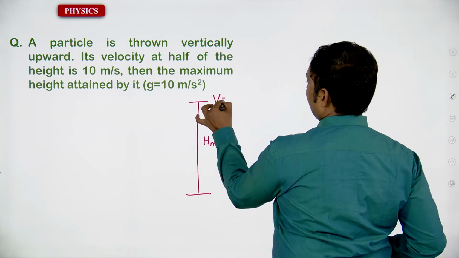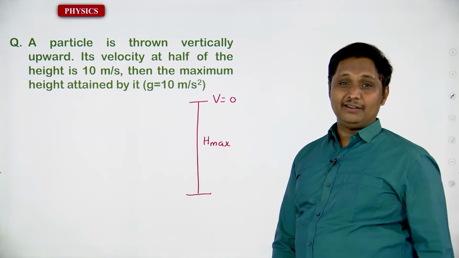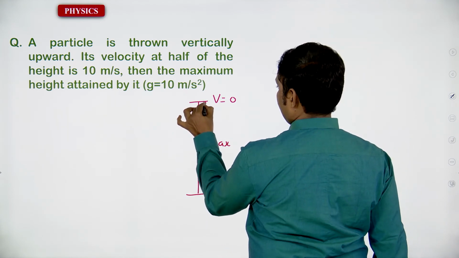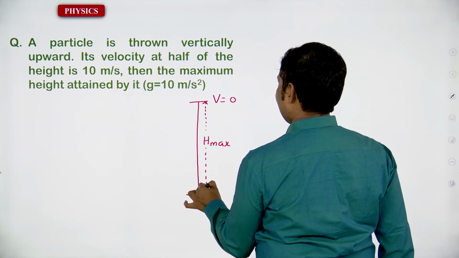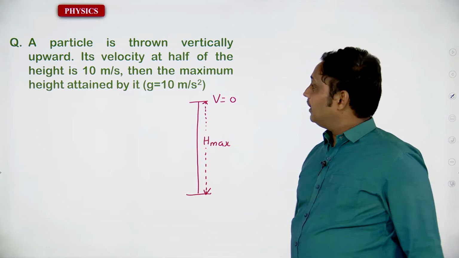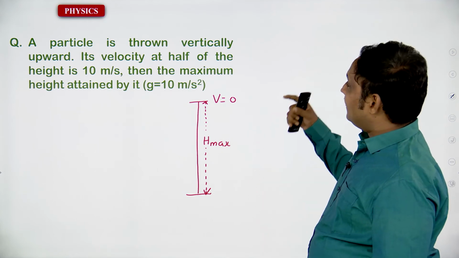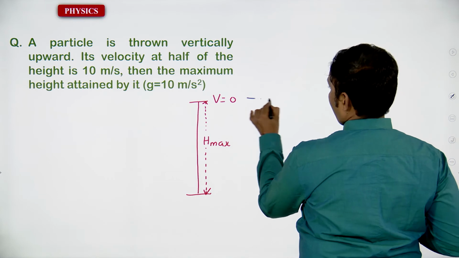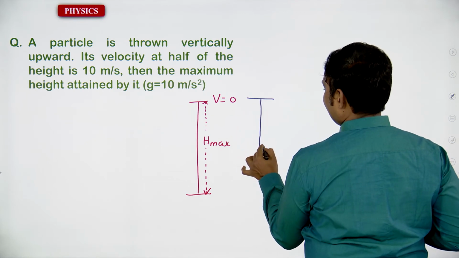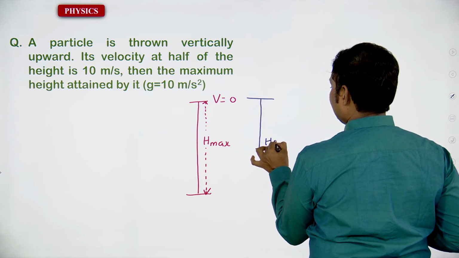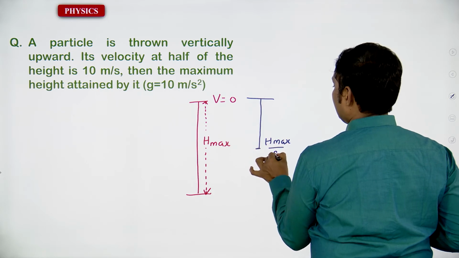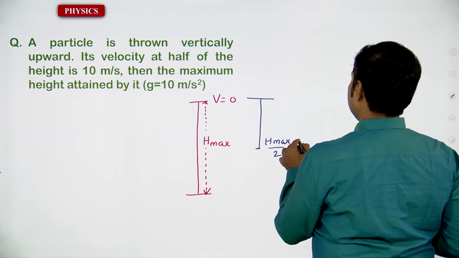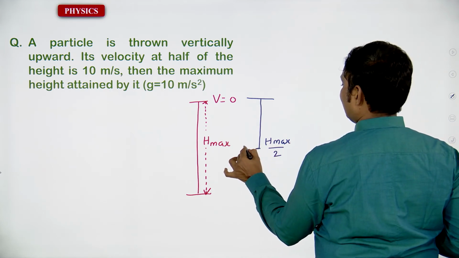What we will confirm, V is equal to 0. Final velocity is going to be 0. It's very clear. It's going to be maximum height. All right, what they have given, it's velocity at half of the maximum height. Very clear. This is going to be H maximum by 2. That's going to be clear. Yes, what is the velocity?